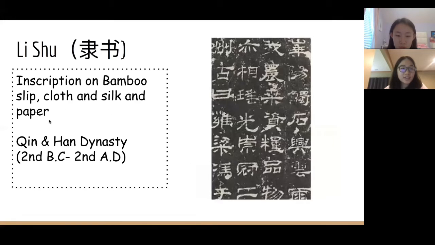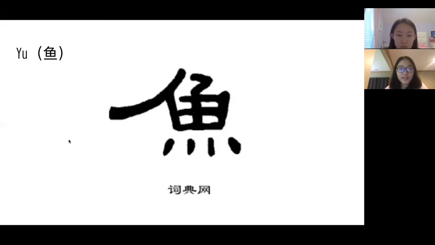Then is Li Shu. It's inscription on bamboo slips, cloth, silk and paper. Because at the end of the Han Dynasty, people had already created paper, so after Li Shu, all the Chinese characters could be written on paper. That's what Yu looks like. It's very like today's Chinese, how we write Yu in Chinese.